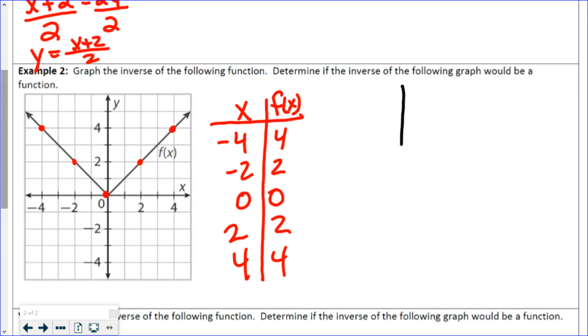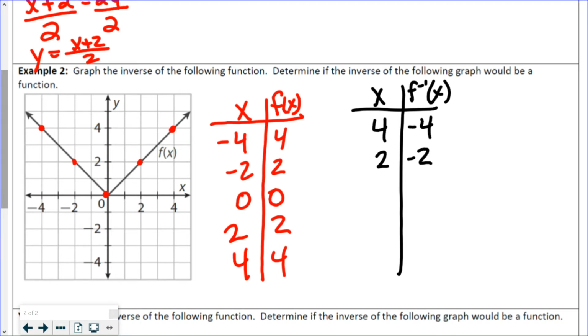For the inverse then, we're going to switch our x and our y. So instead of -4 and 4, I've got 4, -4, 2, -2, 0, 0, and then these guys stay the same, 2, 2, 4, 4. We flip them, we can't really tell.